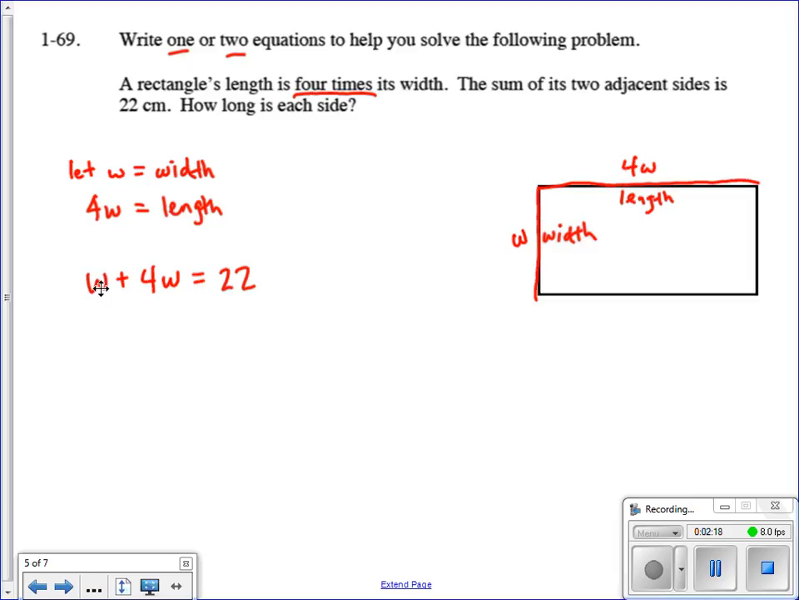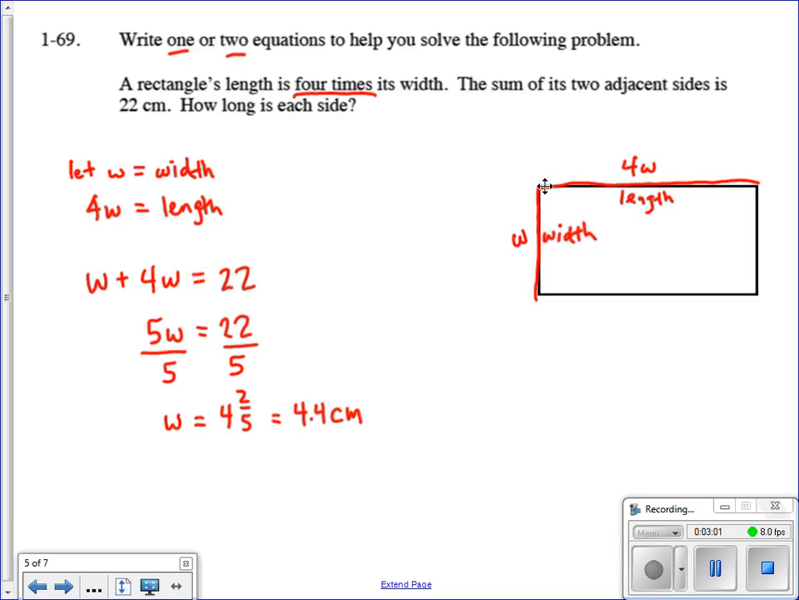Now let's just solve it. W plus 4W gives us 5W over here, and that equals 22 centimeters. Let's go ahead and divide on each side. W should equal, well, 5 goes into 22 4 times with 2 left over. So we're looking at 4 and 2/5. 2/5 is 40%, so that's the same thing as saying 4.4 centimeters. That is how far our distance is from here to here.